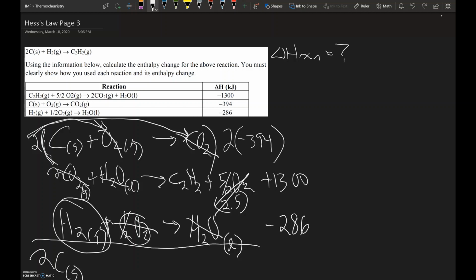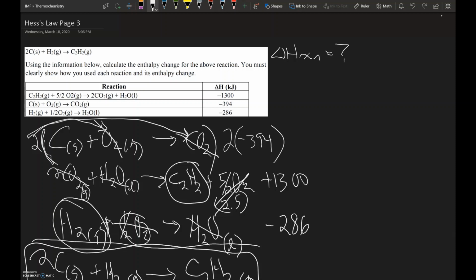So we just carry everything else down. We see that hydrogen gas is here, so we're going to bring it down as a reactant, yielding the C2H2, which is left over here, and that's a gas. So this is our overall equation. Look up top, it matches it, so that's good.